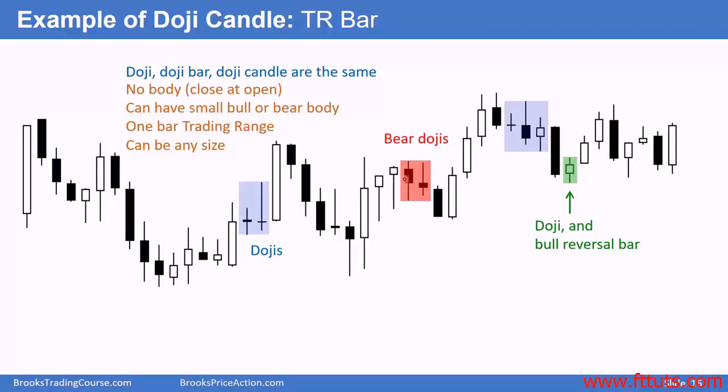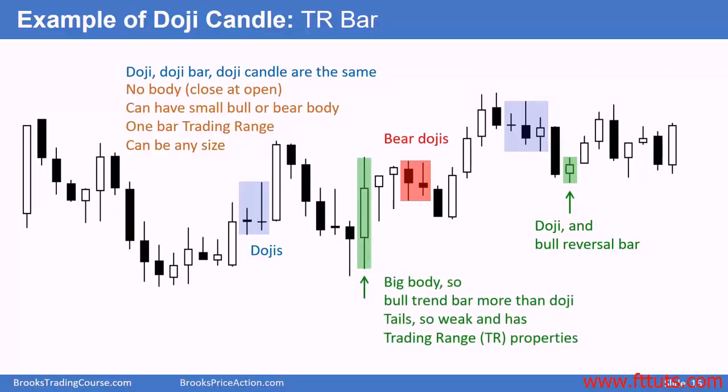This one, the body is about half the size of the bar. So I would call it a doji, plus it's a small bar. And here's a bull doji, a bull body and prominent tails, the body less than half the size of the bar. The prominent tails mean that it's a weaker trend bar, but it's still a trend bar.